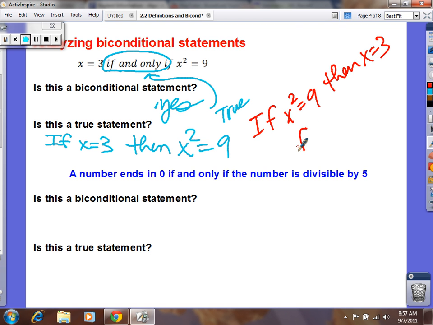It's false. What else could x be? x could be a negative 3. Because if you take a negative 3 times itself, a negative 3 times a negative 3 is going to give you a positive 9. A 3 will give you a positive 9, but so will a negative 3. So there's more than one answer.